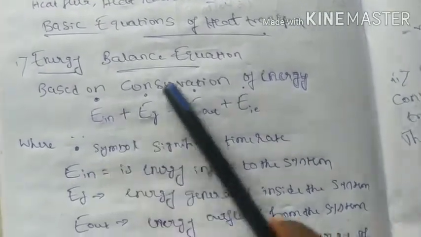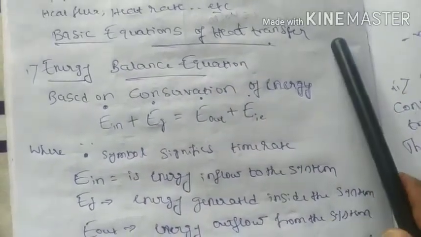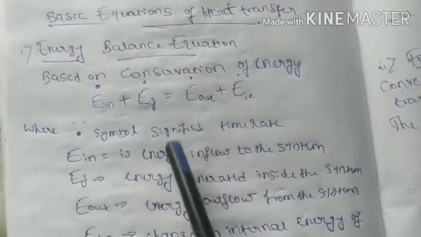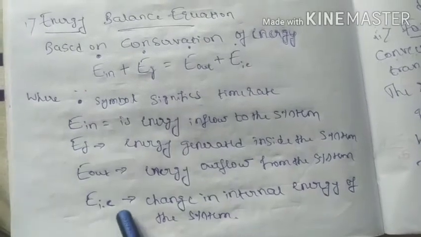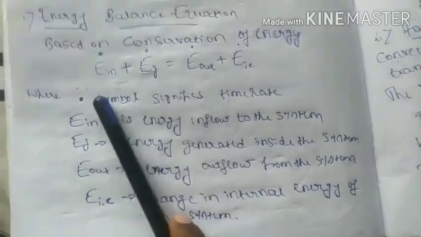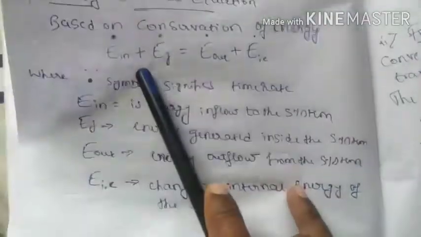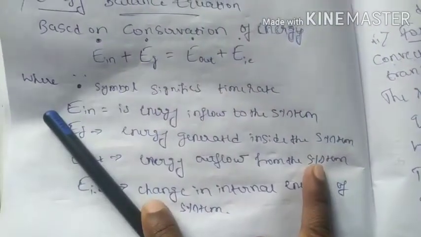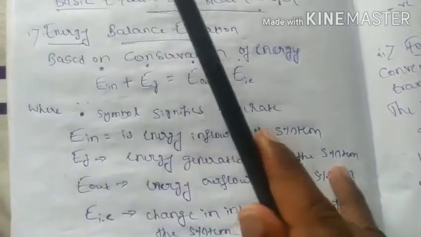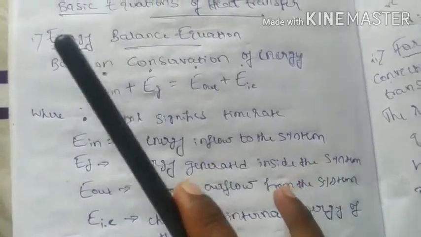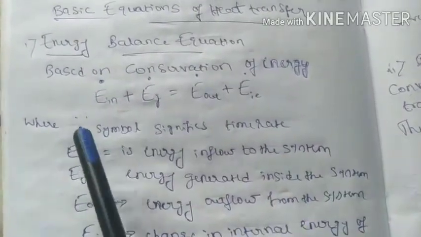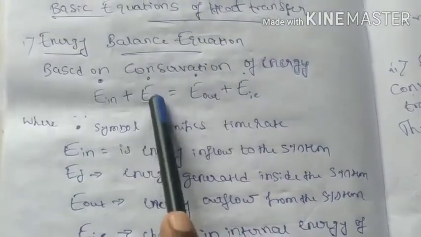Where E_in is nothing but energy inflow to the system, and E_g is energy generated inside the system. E_out means how much energy flows out from the system, and E_st is nothing but the change in internal energy of the system. So energy flows inside the system, plus E_g, the energy generated. Energy generated is any type of energy, it may be mechanical energy or electrical energy, which is converted into the form of thermal energy. That is called heat generated or energy generated inside the system.